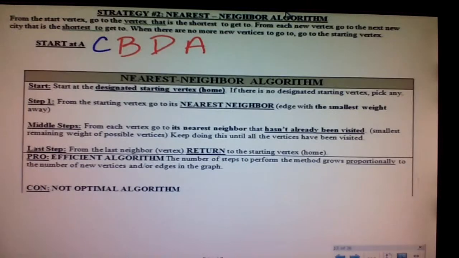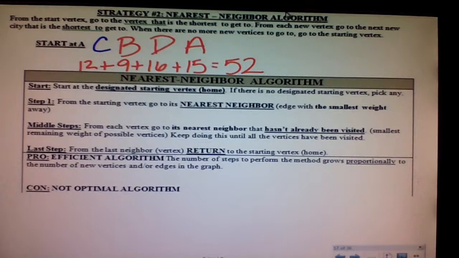So we said A to C was 12. C to B was 9. B to D was 16, 15. What does that give me? A number. You want to check? 52.